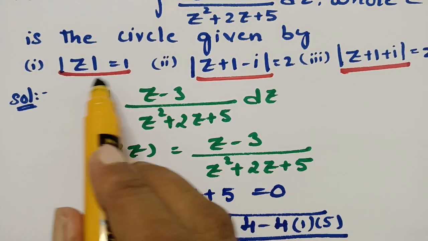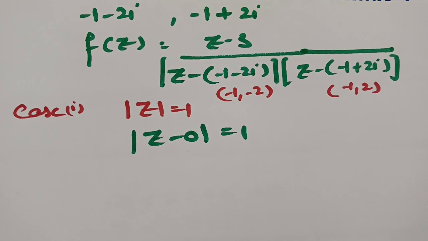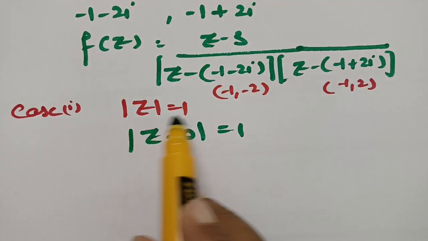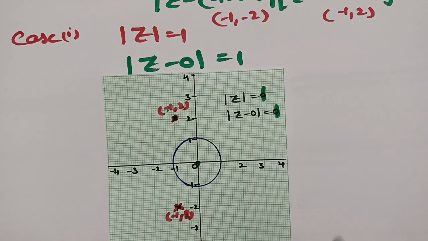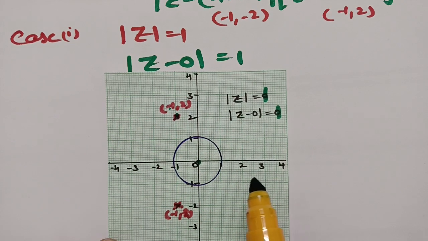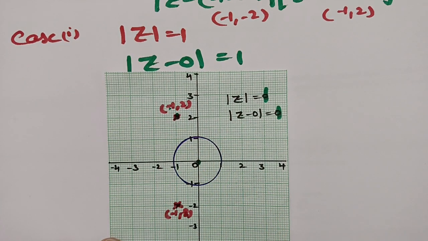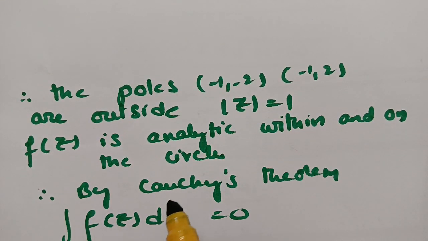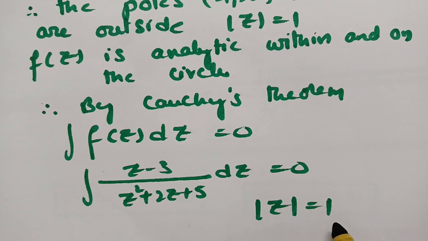First of all, I am taking mod z is equal to 1. At mod z is equal to 1, the poles are minus 1 minus 2i and minus 1 plus 2i. So I have written f of z like this, and mod z is equal to 1. Here the poles are outside the circle. After drawing a circle with radius 1 and center 0, both the poles are outside, and therefore f of z is analytic within and on the given circle. According to Cauchy's integral theorem, the integral value is 0 for mod z is equal to 1.